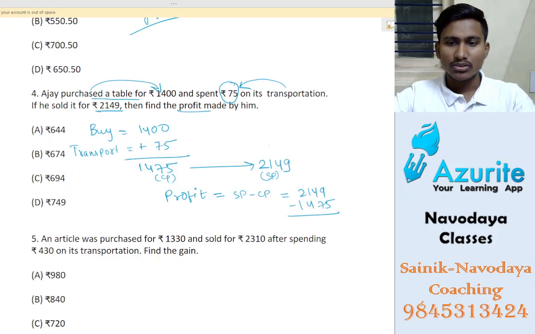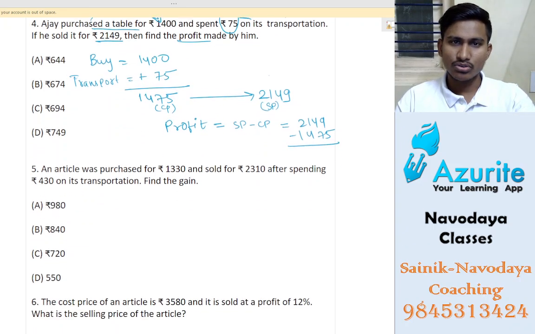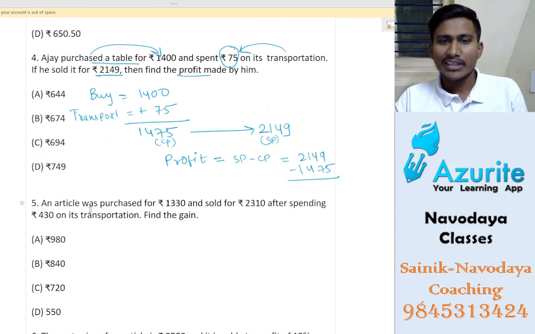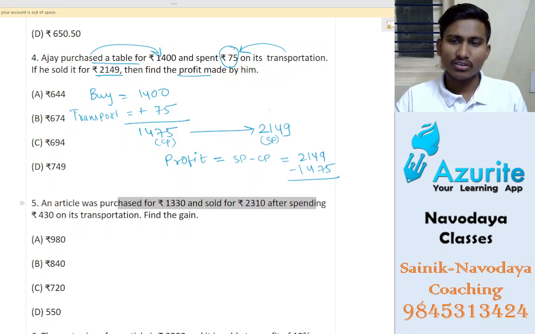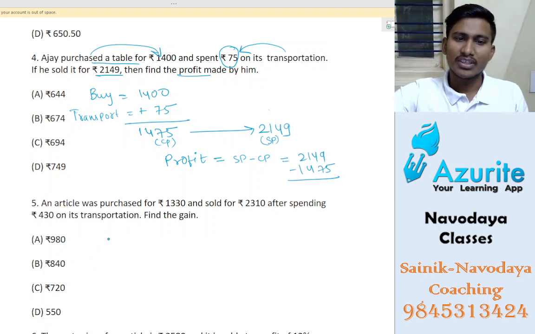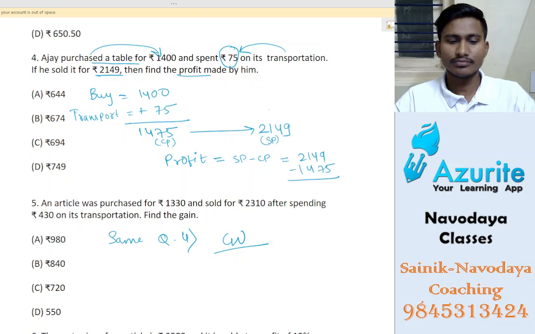Understand? So now let's do the fifth also. What is the question? An article was purchased for this and sold for this after spending 450 on its transportation. Same as the fourth question. Same as question number 4. Okay, classwork. You do it. Homework, sir? Classwork. Okay.